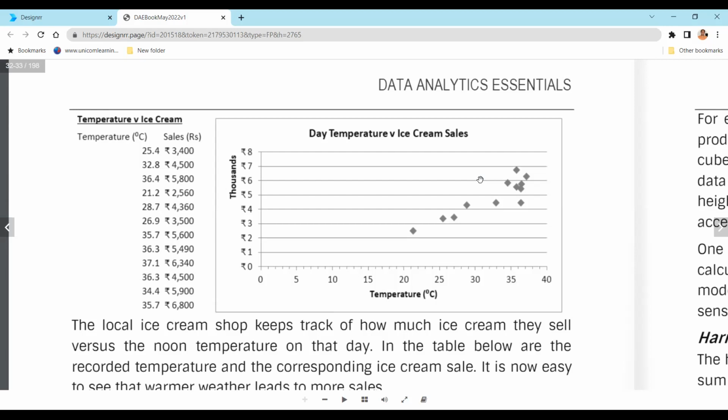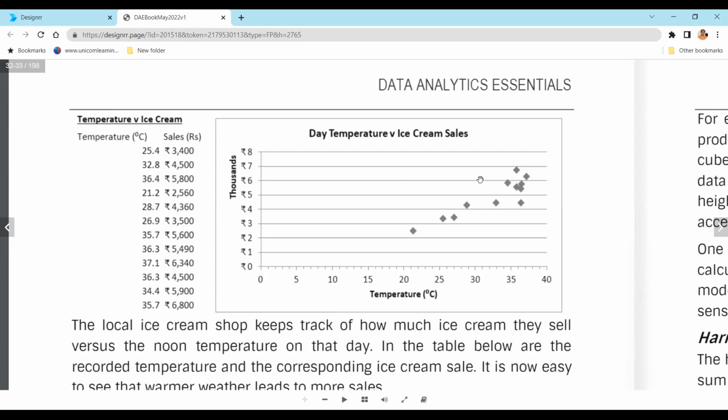Like we forecast. So what does the trend tell you? Yes, you're right. What is the trend telling you? Directly proportional, exactly. So when one increases, the other also increases, we call it directly proportional. Again, we'll talk about it later as well.